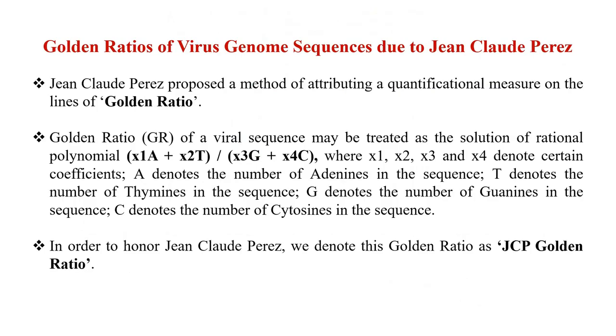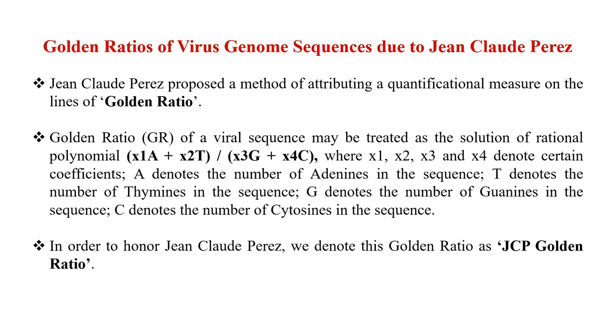Jean-Claude Perret proposed a method of attributing a quantification measure on the lines of the golden ratio. The golden ratio GR of a viral sequence may be treated as the solution of a rational polynomial (x1a + x2t) divided by (x3g + x4c), where x1, x2, x3 and x4 denote certain coefficients.